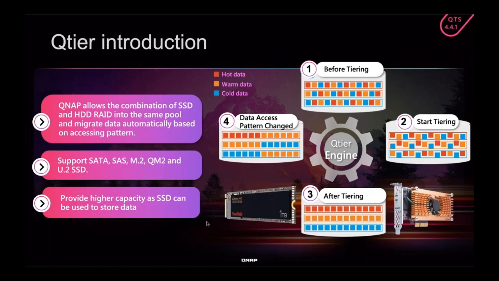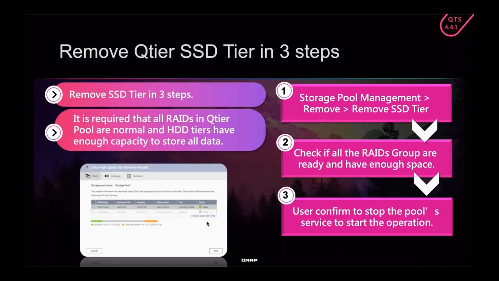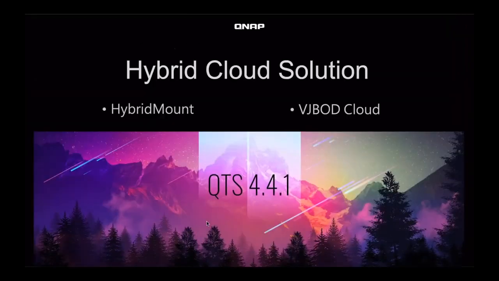And so now that you can remove Qtier without losing your data, if you in the past set up Qtier with maybe just some SATA SSDs, you can now remove that, use some maybe NVMe SSDs, some higher performance SSDs, and then bring the feature back with better SSDs and have better performance. So removing a Qtier pool is pretty simple. You go to Storage Pool Management, Remove, and then remove SSD tier. You want to check that all the RAID groups are ready and have enough space. And you want the user to confirm to stop the pool service to start the operation.